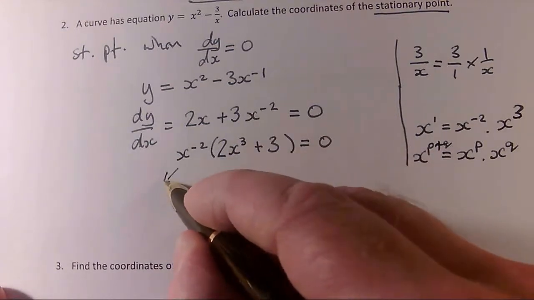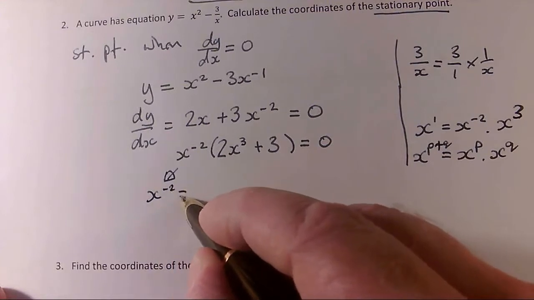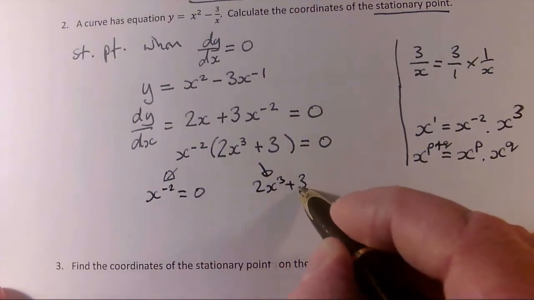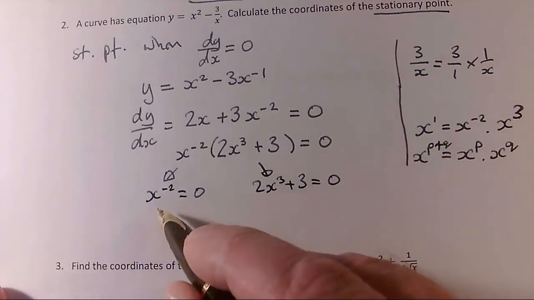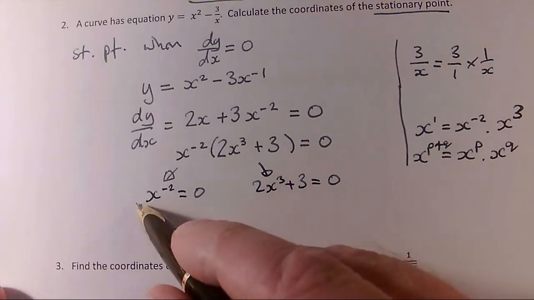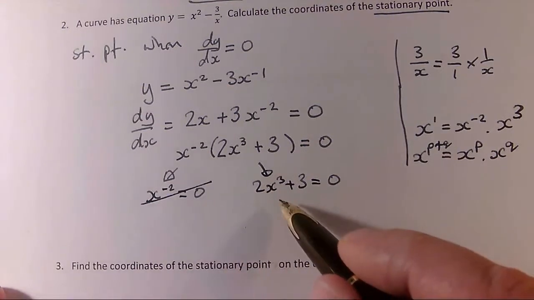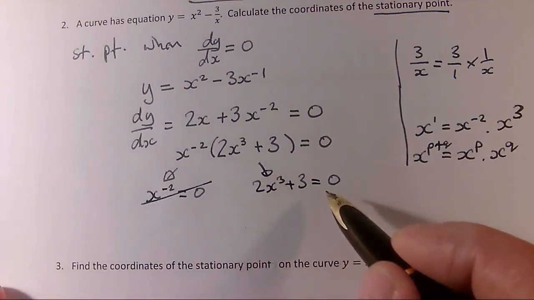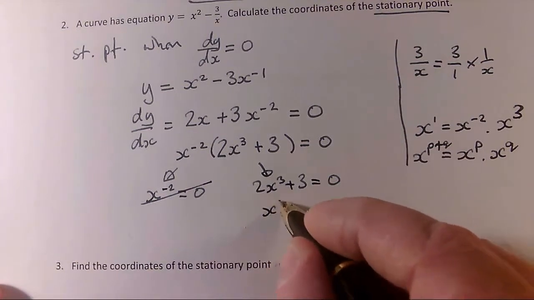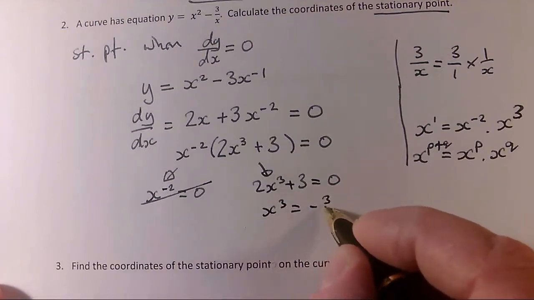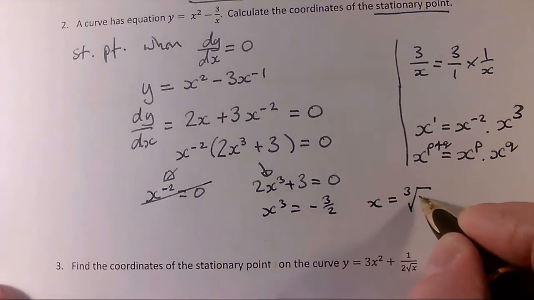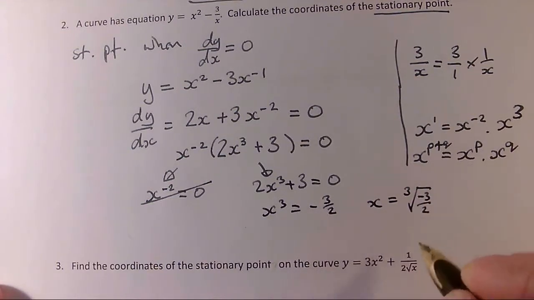So the possibilities are x to the power minus 2 could equal 0, or the bracket 2x cubed plus 3 could equal 0. But negative powers of x can never equal 0, because 1 over something is never 0. So therefore, it's only 2x cubed plus 3 that can equal 0. So x cubed will equal minus 3 over 2. So x will equal the cube root of minus 3 over 2.